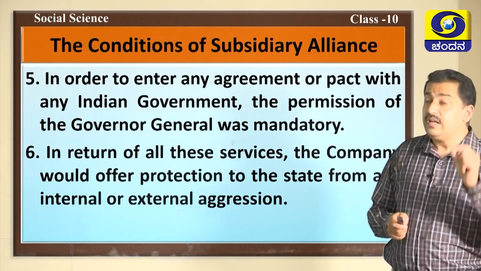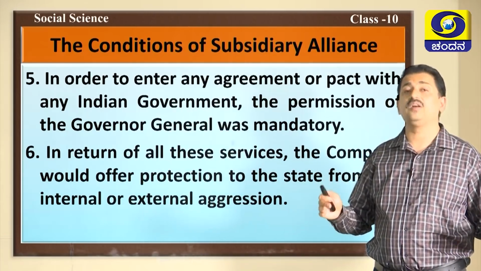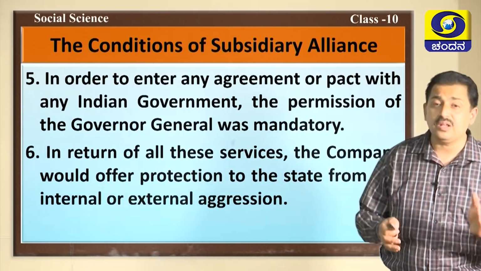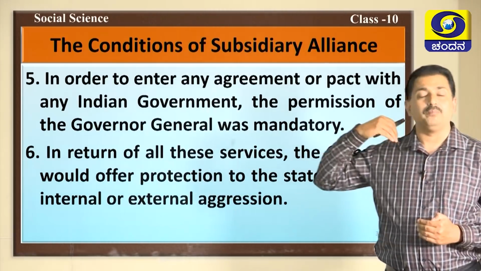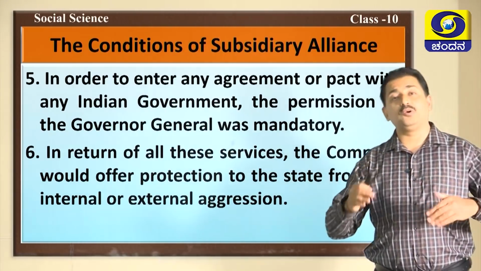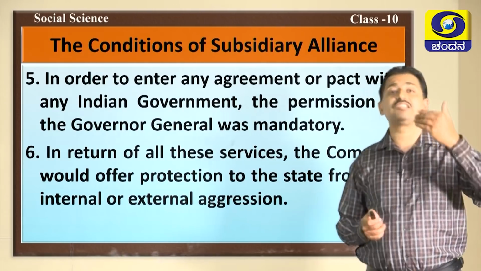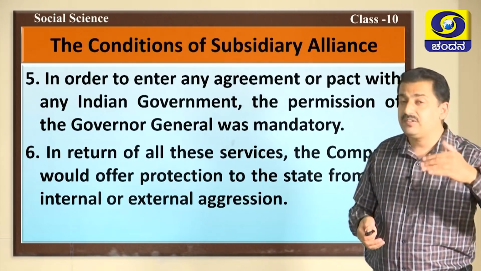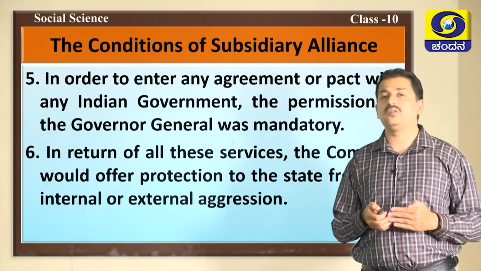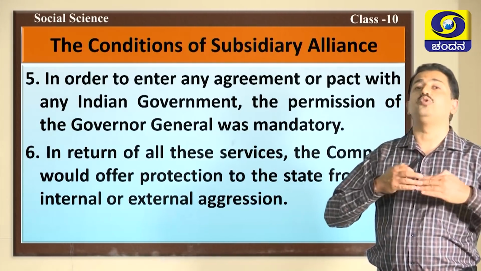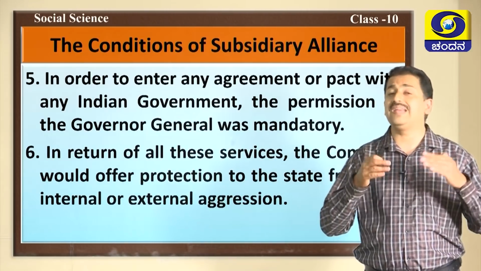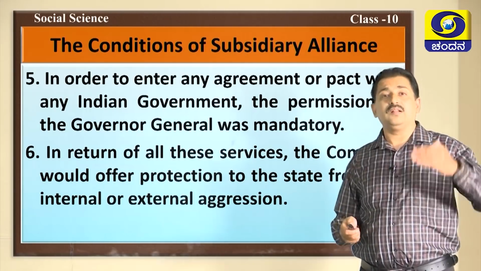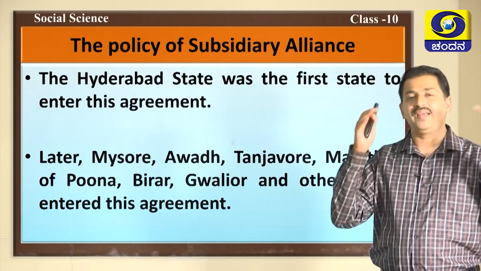In addition to that, in return for all these services, the company would offer protection to the state from any internal or external aggression. The king had to maintain the army of the British, give certain revenue lands and maintain the expenses of the British soldiers. In addition, he had to allow the resident officer to stay in his state, and he would lose all the independence of taking decisions independently in external matters. These were the terms of subsidiary alliance.